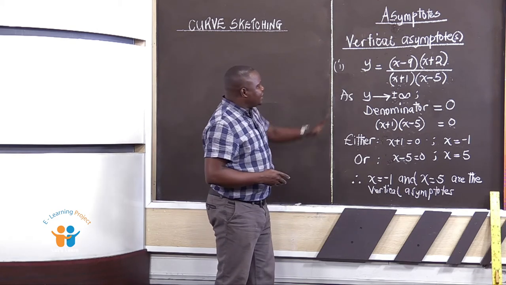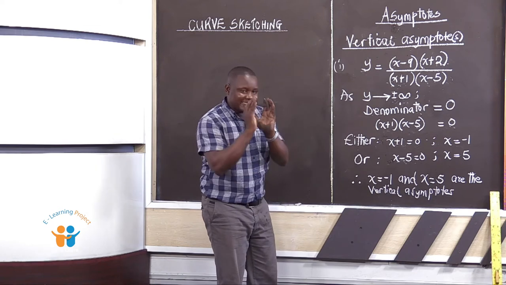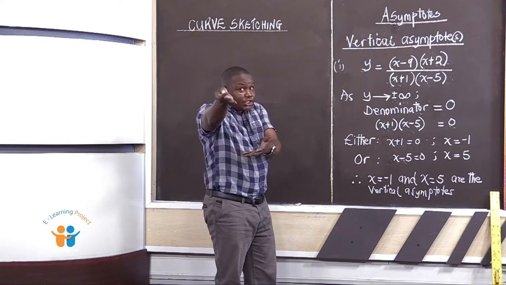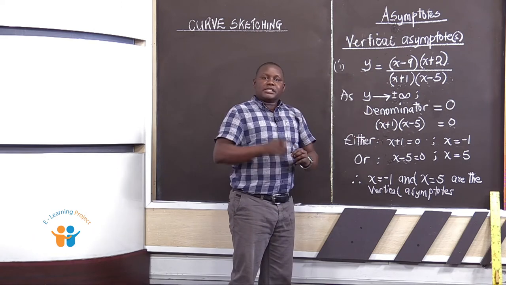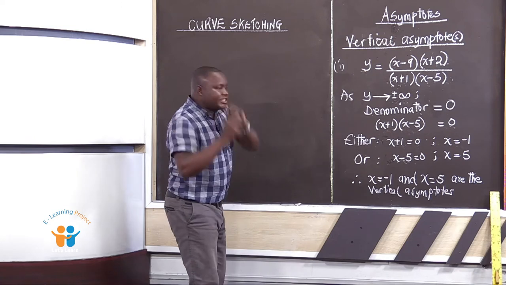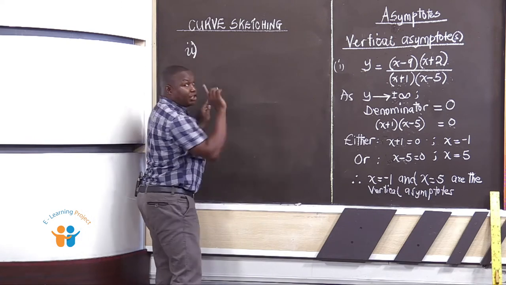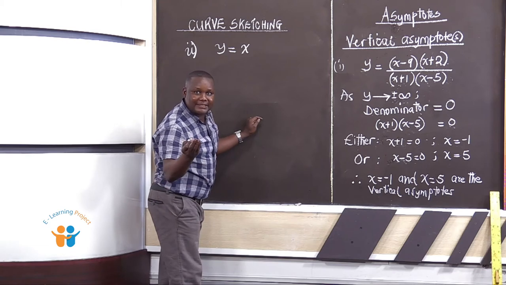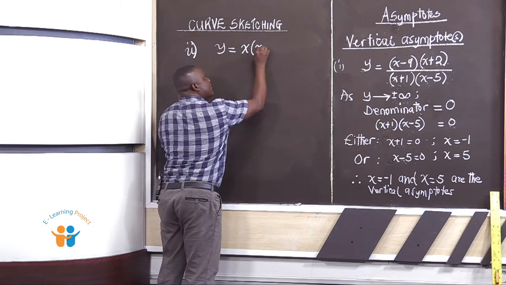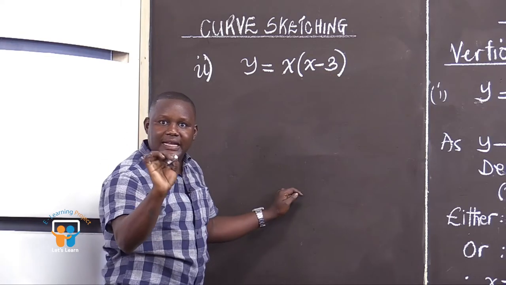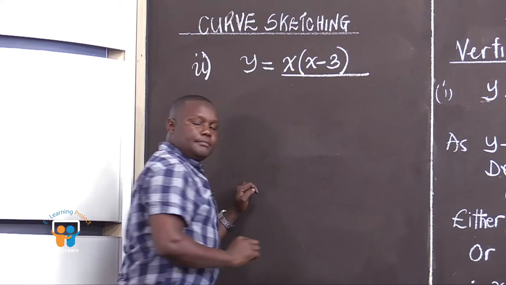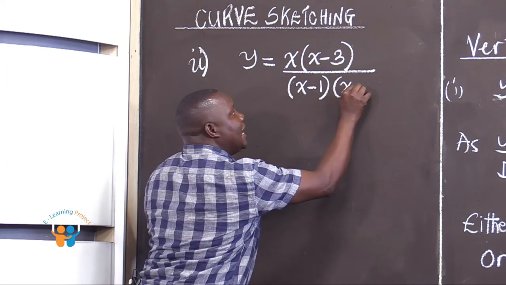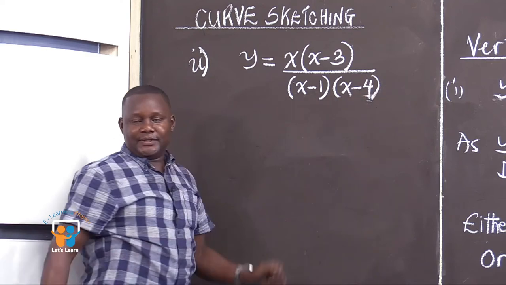Very good. Ladies and gentlemen, this is what we do if you want to find the vertical asymptote. I want us to try another number as well. And you're going to teach me how we find the vertical asymptote. Supposing the examiner brought this number and said, given that this is our number 2, given that y equals x, into x minus 3, over, we have x minus 1 and x minus 4. Teach me.